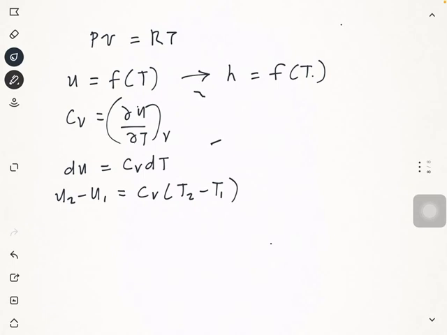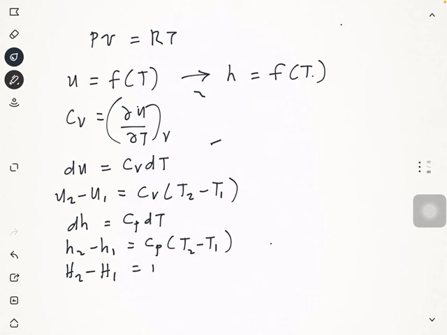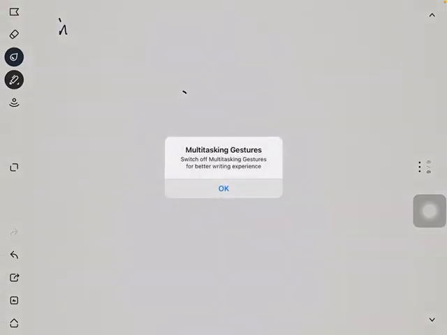And then we have two states here. Also we have dH equivalent to Cp dT, and this is H2 minus H1 equals Cp times T2 minus T1, and H2 minus H1 is mass times Cp times T2 minus T1.